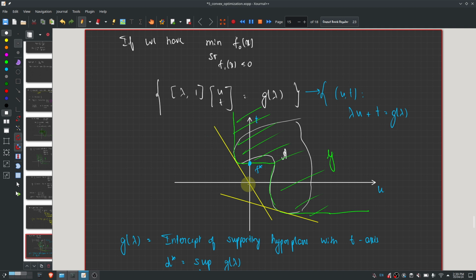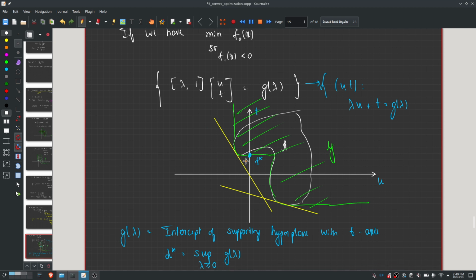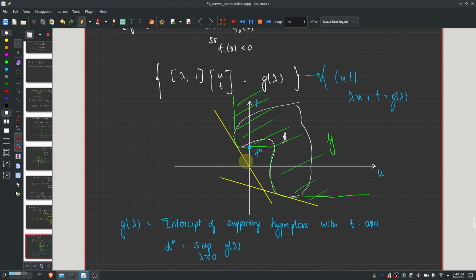And you can see, at least visually, that the highest t-intercept for any supporting hyperplane is always going to be below this f star. It can never be above f star. And in certain cases, particularly when this G is not a convex set, you can see that it is possible for there to be a gap between d star and f star. And that is when you have a duality gap. But on the other hand, in general, if G is convex, then the duality gap will be equal to 0.